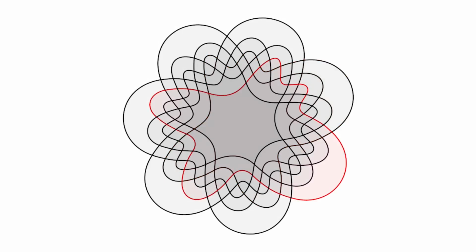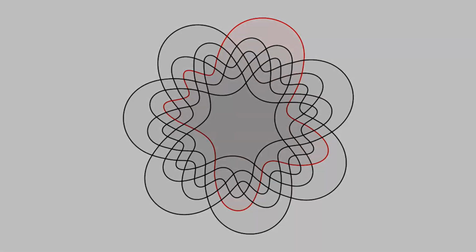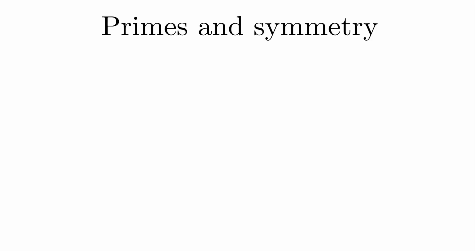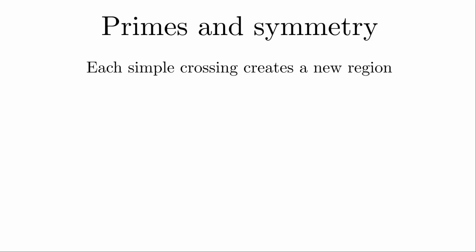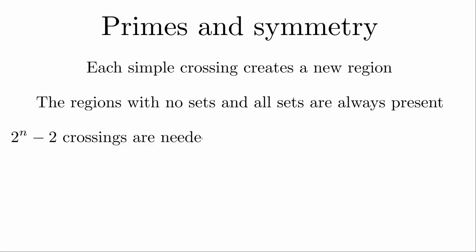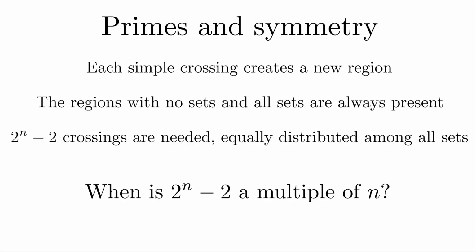Actually, it's not possible to find such arrangements for certain quantities of sets. Since the shapes are the same and they are arranged in a symmetrical way, they must all have the same number of crossings. So the number of crossings needs to be a multiple of the number of sets n. The regions with none and all sets are always present, while all others must come from crossings, making their number 2 to the power of n minus 2.